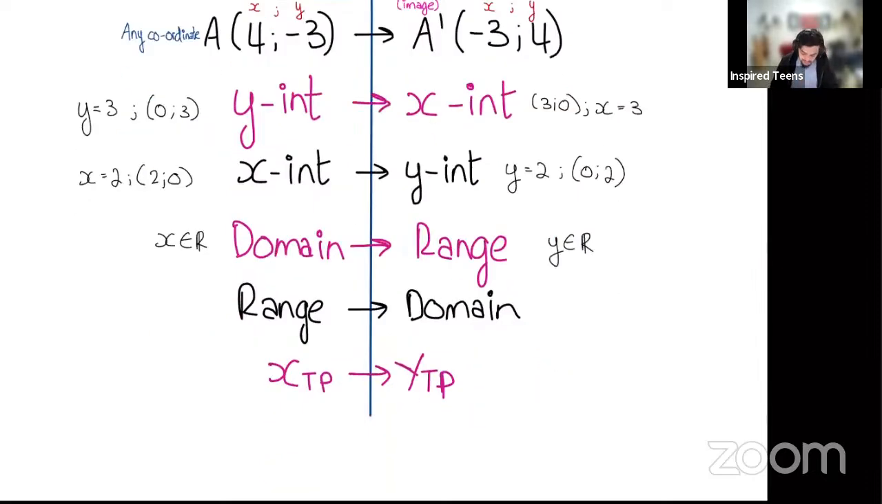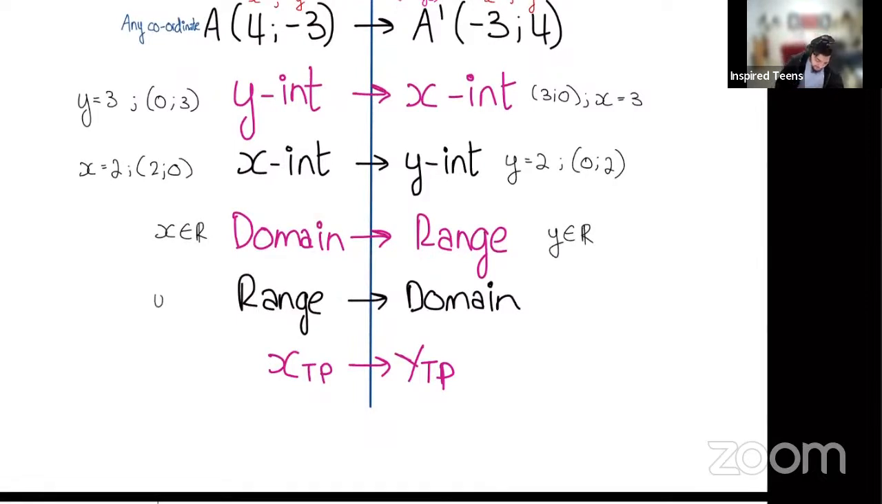And of course, vice versa, the range becomes the domain. So if the range, for example, is y is less than or equal to -3, then the domain would be x is less than or equal to -3. Remember, domain is for x values, range is for y values, always, right?